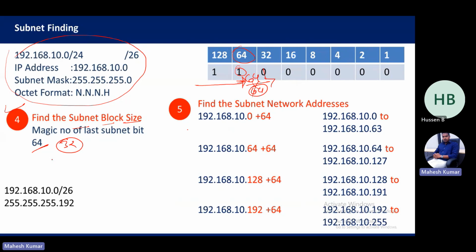How will you calculate it? The base network ID is 192.168.10.0, right? Then plus 64, because this is our block size. So adding it gives 192.168.10.0 to 192.168.10.63, because 64 we can't use, since it is our broadcast. And the network address 192.168.10.0 also we can't use. So if you calculate, you'll use 62 IPs only.